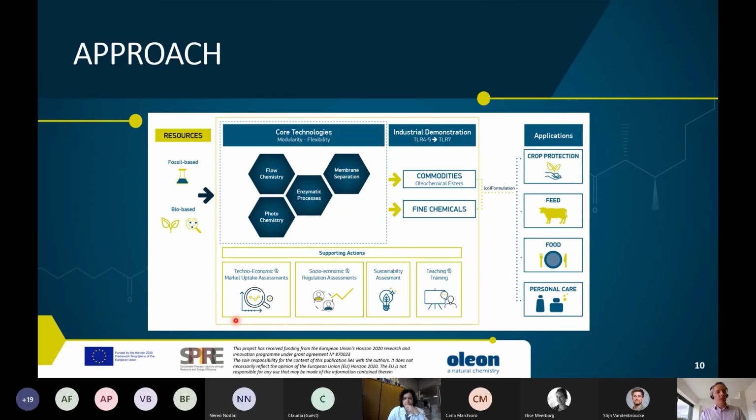In parallel to these main core actions of the INCITE project, we will also look at developing some supporting actions. They will be looking at the technico-economic and market uptake assessment, the socio-economic impact, the sustainability assessment of the newly developed chains, and also, in relation, of course, with today's topic, they will be dealing with the teaching and training activities.